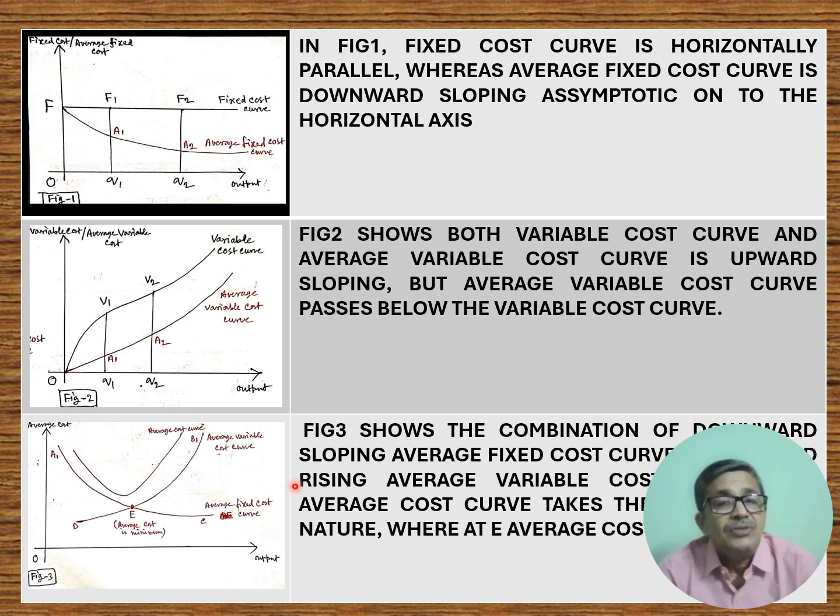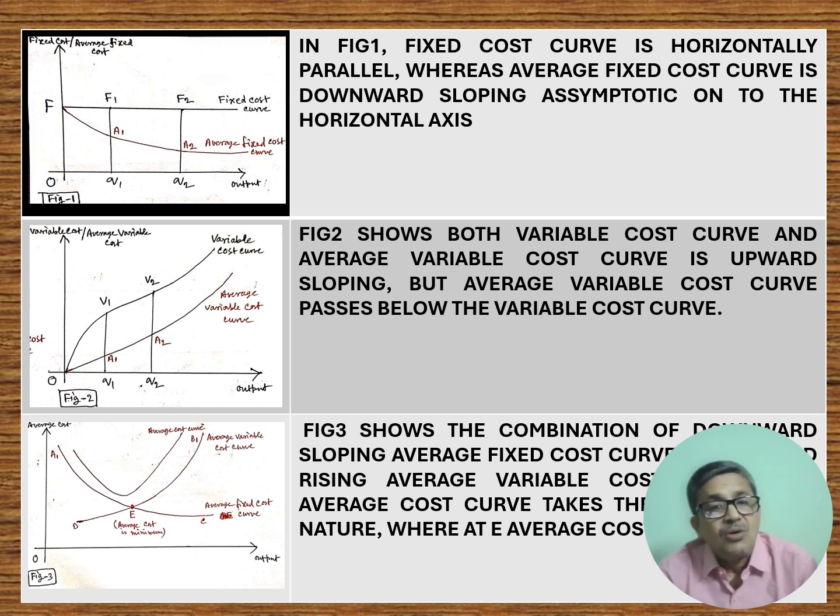When both the average fixed cost curve and average variable cost curve are summed up, we get the average cost curve, which is U-shaped in nature, as shown in figure 3, where at point E the average cost is minimum. It is constituted through the downward sloping average fixed cost curve and the upward sloping average variable cost curve.